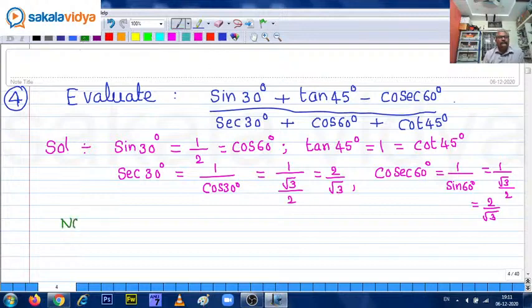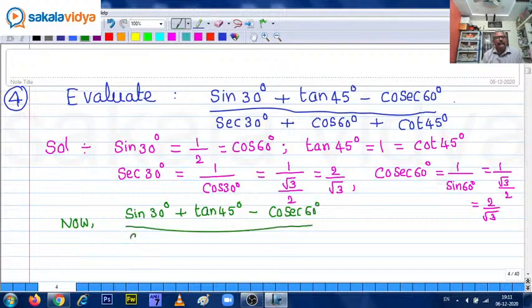So now, sine 30 plus tan 45 minus cosecant 60 degrees upon secant 30 plus cos 60 degrees plus cot 45 degrees. My dear children, you need to remember all these values. So easily you can find out.